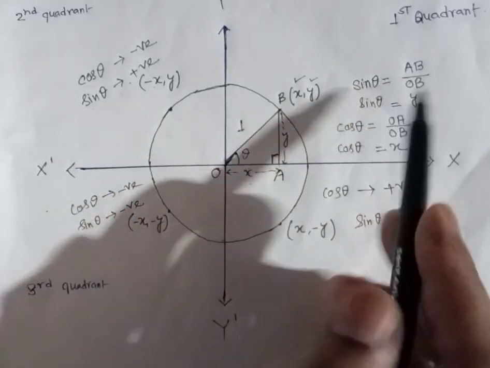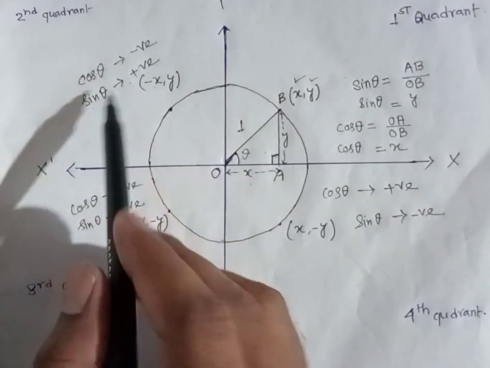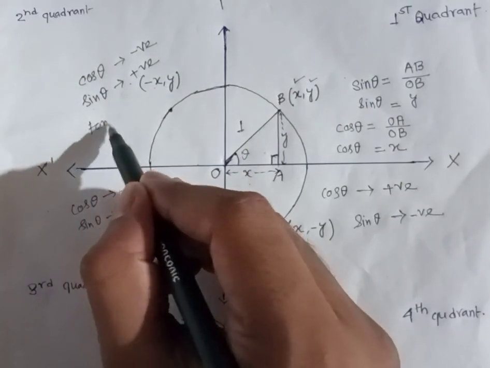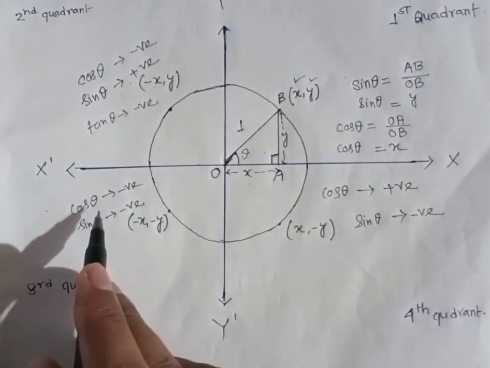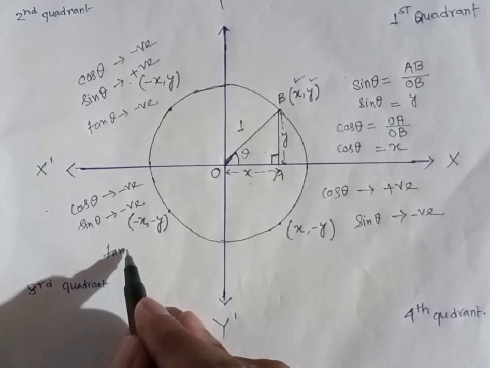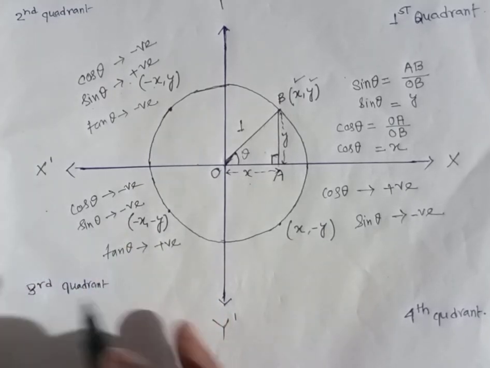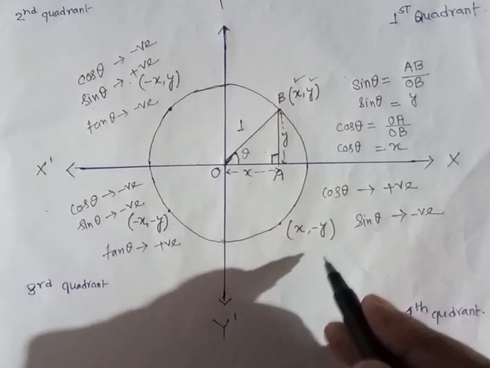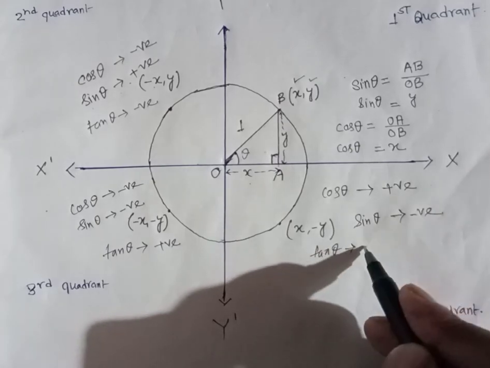will be positive by positive, this will be positive. Here tan theta is positive by negative, so here tan theta will be negative. Here sin by cos is tan, so negative by negative, so this is also positive. In the third quadrant, tan theta is positive, and in the fourth quadrant, tan theta will be minus by plus, so negative.